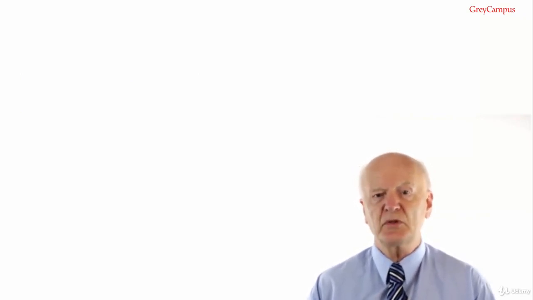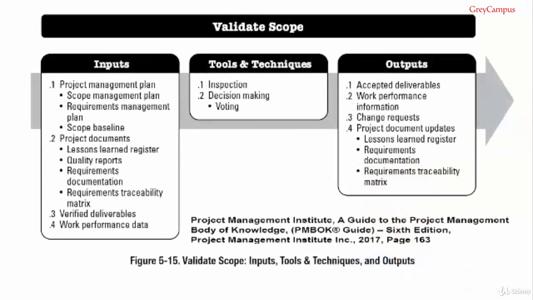It is also possible that the deliverable did not successfully pass control quality, but when the customer or sponsor sees it, they decide it is good enough to accept. The second tool and technique is decision making, and the specific method is voting. This is required, of course, if there are more than one person involved in making the decision. That brings us to the outputs.